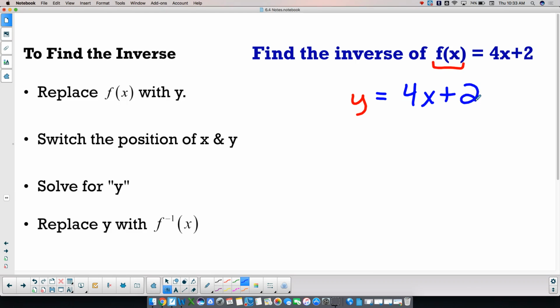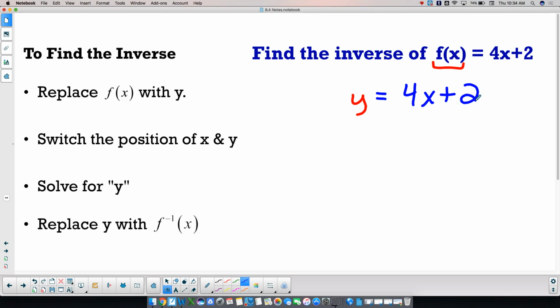So you're taking it out of function notation and putting it back into just a simple equation with two variables, x and y. That's our first step: replace f of x with y.